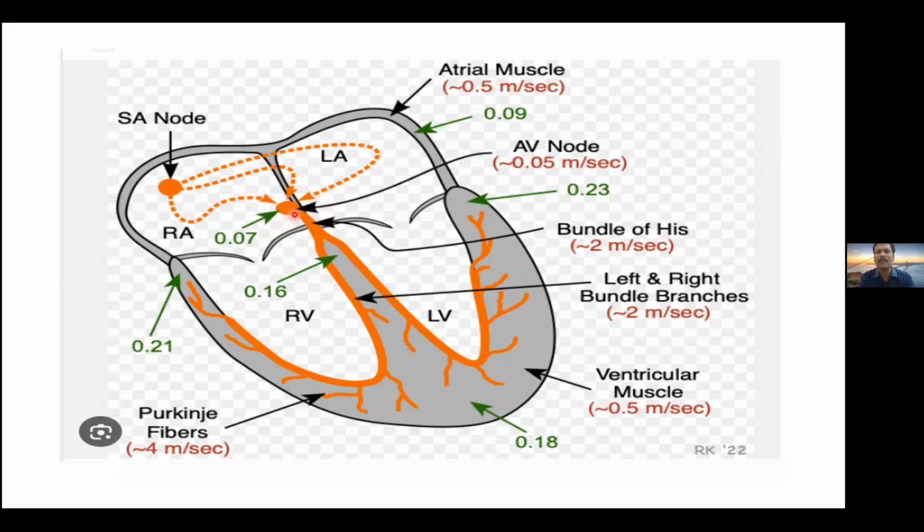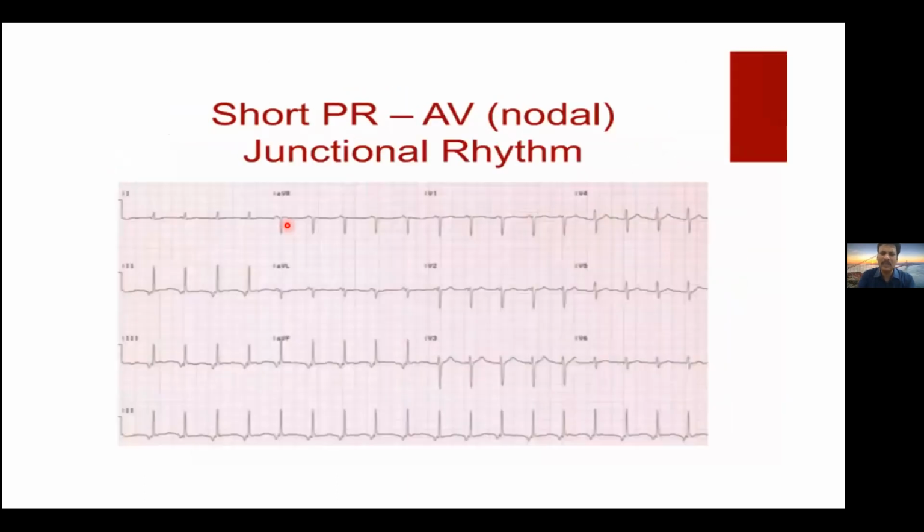So what will happen to the PR interval? It is very short because it need not travel from the SA node to the AV node. So whenever there is pacemaker activity from this area, the PR interval will be shorter. Now you understand why the junctional rhythm, AV nodal rhythm, has a much shorter PR. Here, see, it is much shorter. That is the reason.